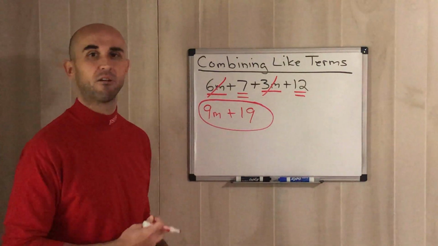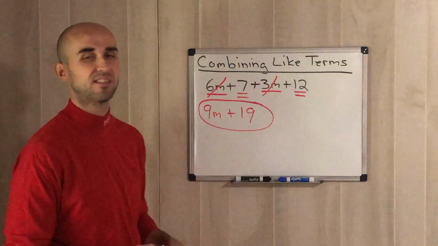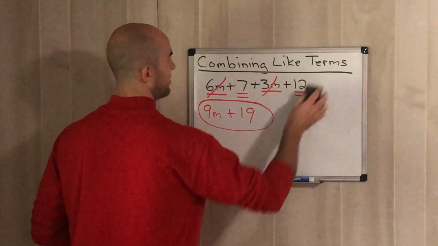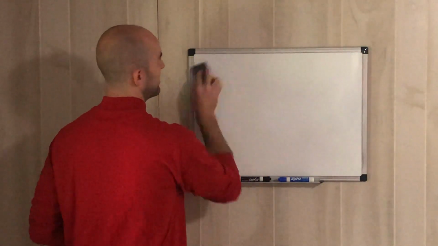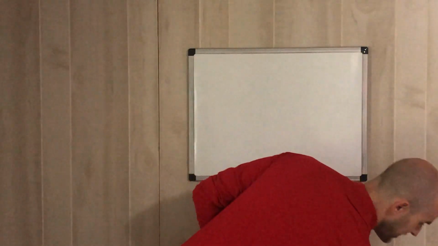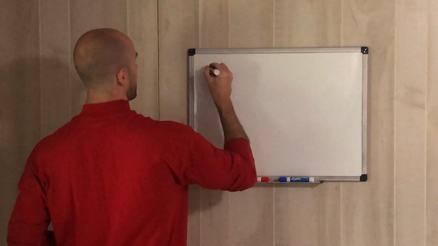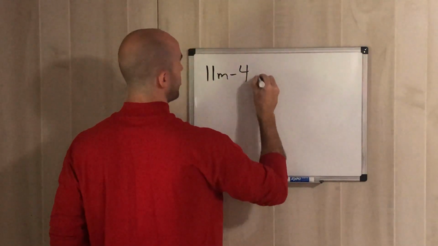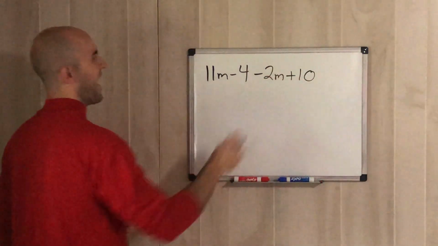Combining like terms just literally means you combine all the terms that are alike. Combine the variables that are the same and then combine everything else that's not there. So again, let's just try something else, just to get you comfortable with seeing the different signs as well. Let's say I had this: 11m, right? I have 11m minus 4 minus 2m plus 10. Okay? So I have that.